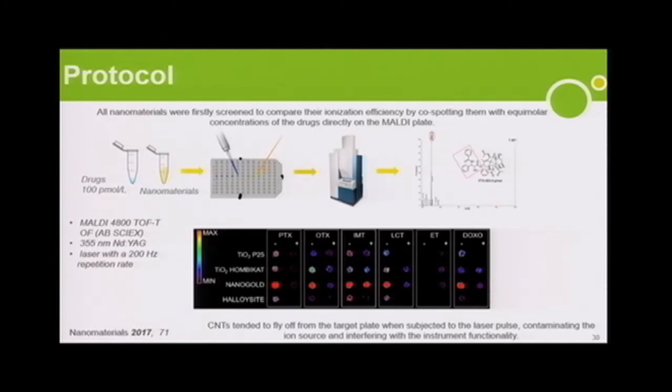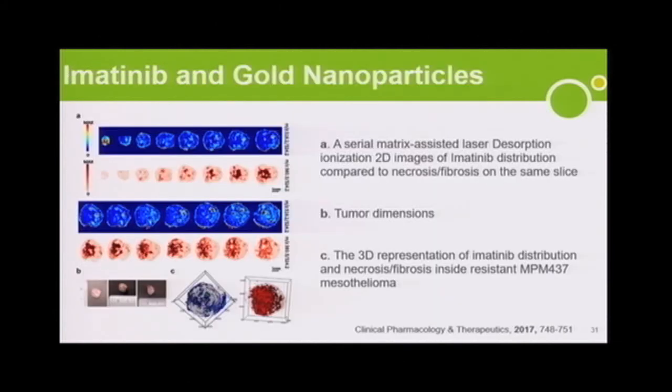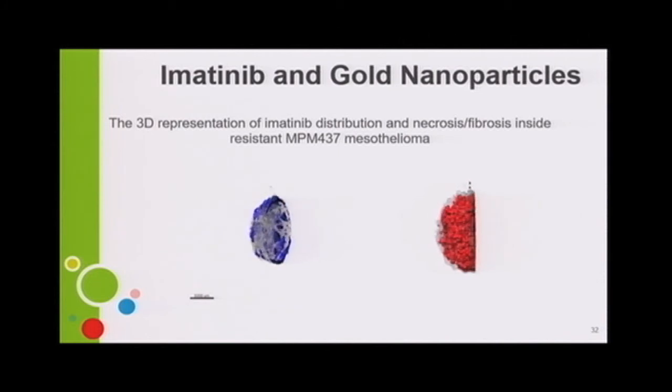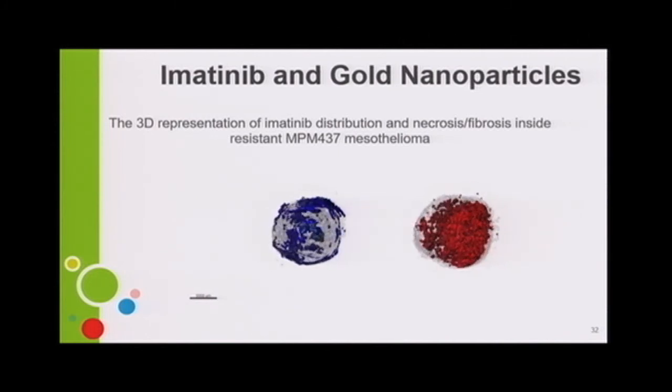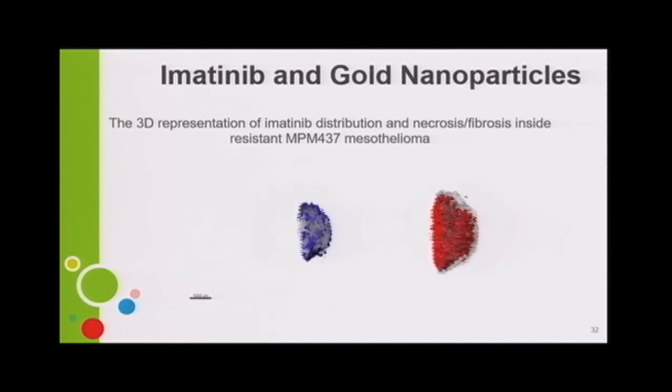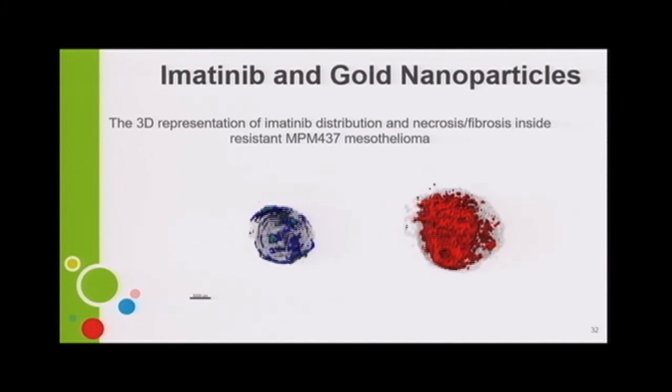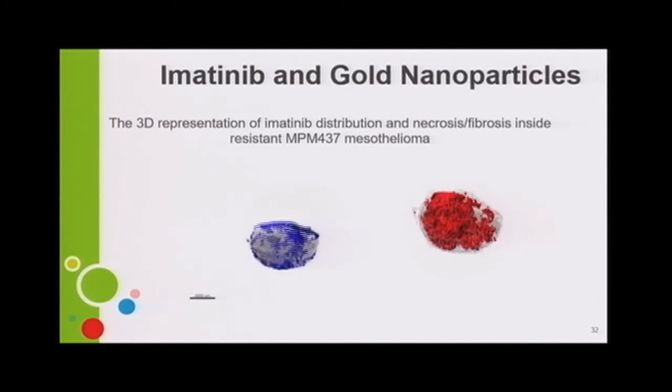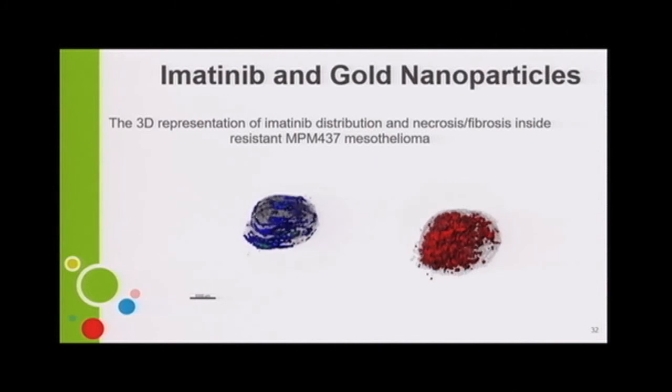All the nanomaterials were first screened to compare their ionization efficiency with different types of drugs. As you can see here, the most important result was obtained with gold nanoparticles with imatinib. That is why we went further and made a paper only on imatinib and gold nanoparticles. As we saw for paclitaxel, also in this case, using MALDI-TOF spectrometry and gold nanoparticles, we are able to know where the drug is distributed. And it never goes into the necrotic and fibrotic part of the tumor.